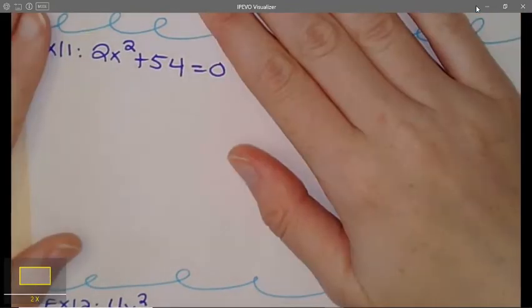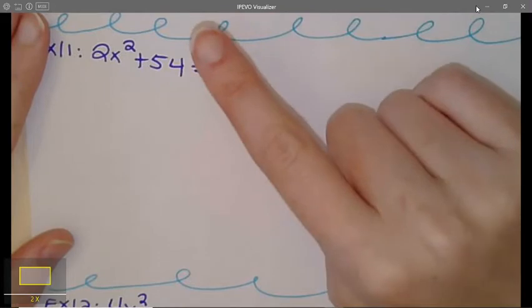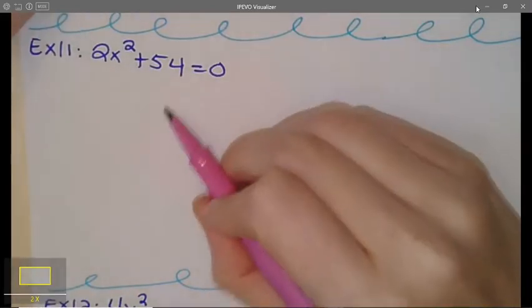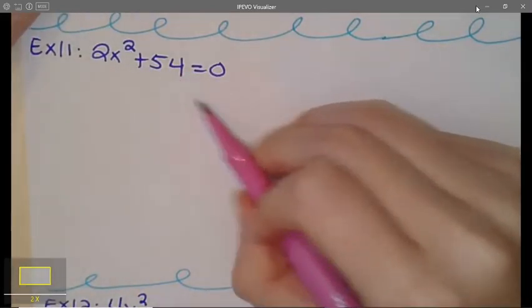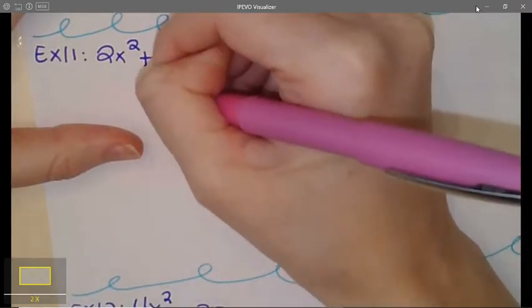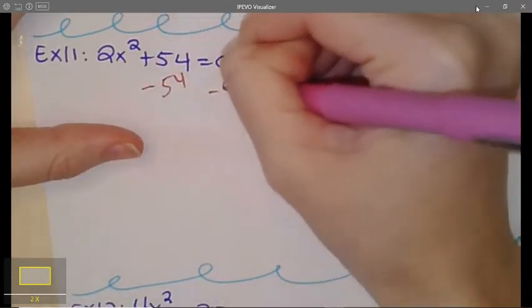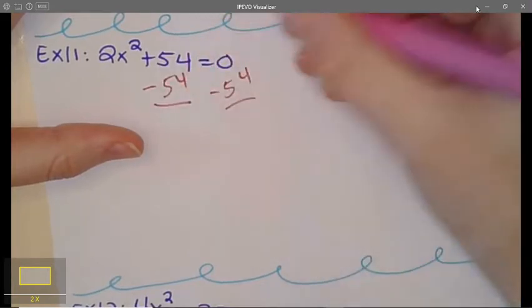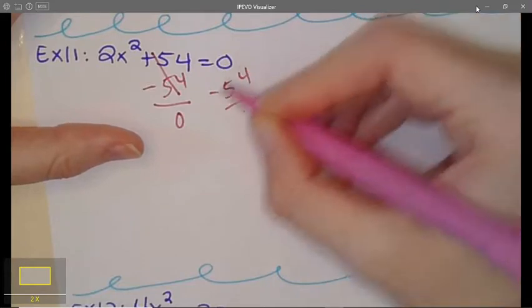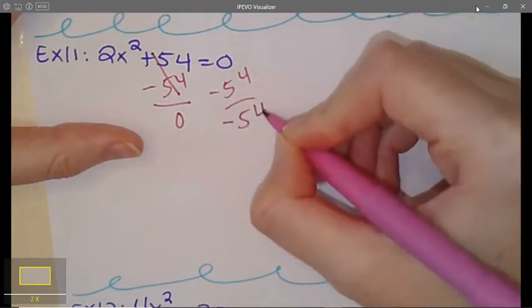So I'm missing my linear term, which means I can solve for x, and eventually we're going to use the square root property, which means we're going to be taking a square root of both sides of our equation. Let's start solving this for x. First I need to move positive 54 to the other side, which I do by subtracting it on both sides. 54 minus 54 will cancel and turn to 0. 0 minus 54 is negative 54.